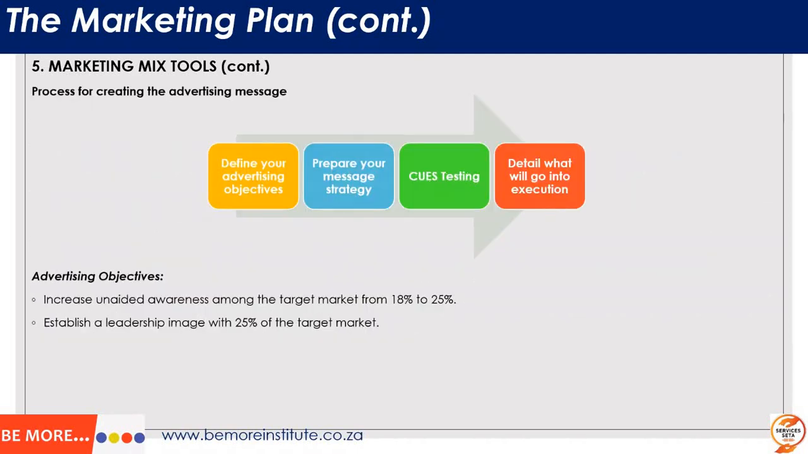The process of creating the advertising message. So firstly, you must define your advertising objective. As we've said, make sure your objectives are clear. For example, you say increase unaided awareness among the target market from 18 to 25%, or establish a leadership image with 25% of the target market. This is how these objectives are crafted. Who can tell me what is missing in here? Are you happy with the objectives? Are you happy with how we've crafted our objectives in here?